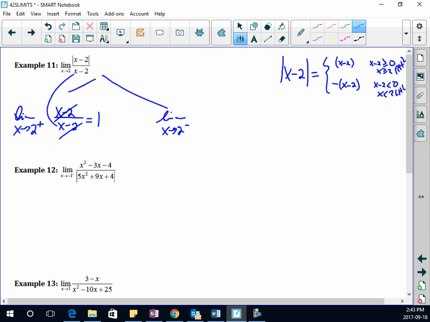Okay? The left-hand limit, what are we going to write instead of the absolute value sign now? We're going to write negative bracket x minus 2 over x minus 2. Does everybody see? These will cancel, and what do I get for the limit? Negative 1. So what does that mean? The limit does not exist. Since the left-hand limit doesn't equal the right-hand limit, that's the reason why it doesn't exist. It's not because I got a number divided by 0. It's because I had to split it into 2 limits, and the limits were not the same. Okay?